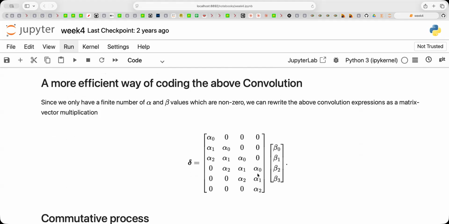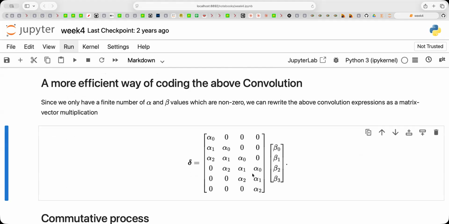So this is essentially the way you would encode the information when you do the filtering. You could think of rewriting everything like this matrix. This matrix has a name. It's called a Toeplitz matrix.